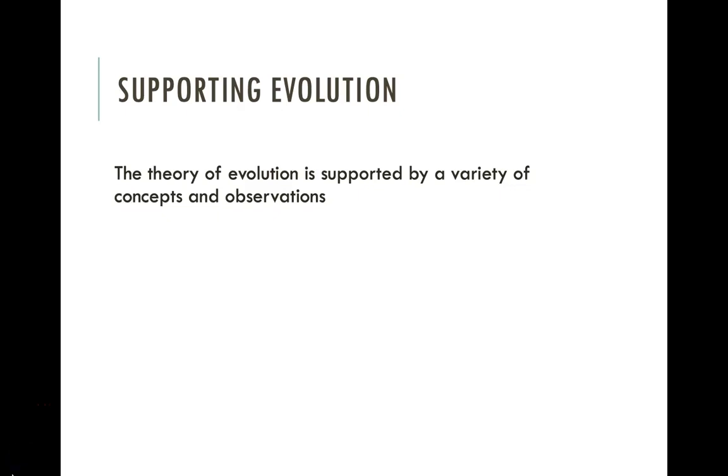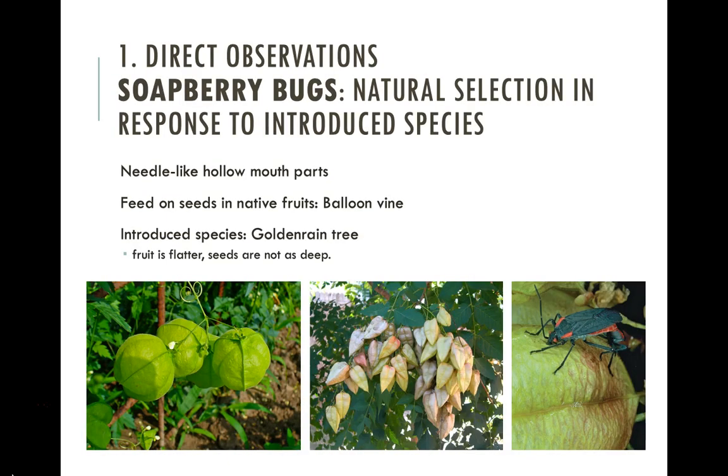So let's talk about some of the ways that the theory of evolution is supported. Now this is going to be some concepts and themes, and some specific examples, but this theory has been supported in a variety of different ways. The first is by direct observation.